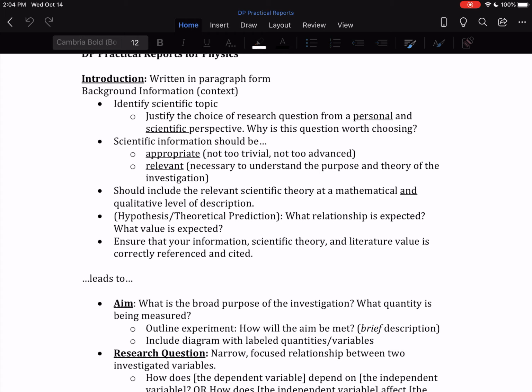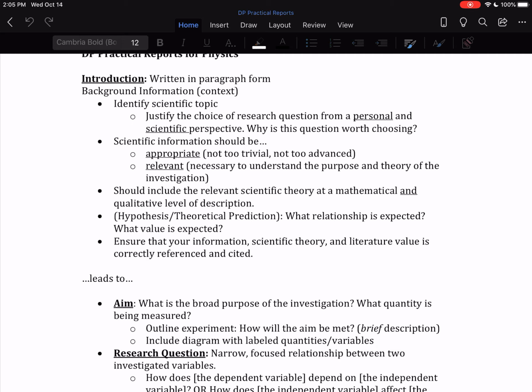And in this section you're going to justify the choice of the research question from a personal and scientific perspective. As you write about this background information, you want to weave in reasoning that suggests why this is worth investigating. Why is this topic worth investigating? You can do that from both a personal and a scientific perspective. You're welcome to go overboard with the personal perspective for just a little bit. It makes everybody feel better.